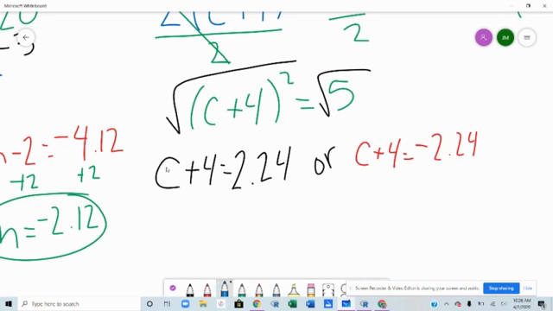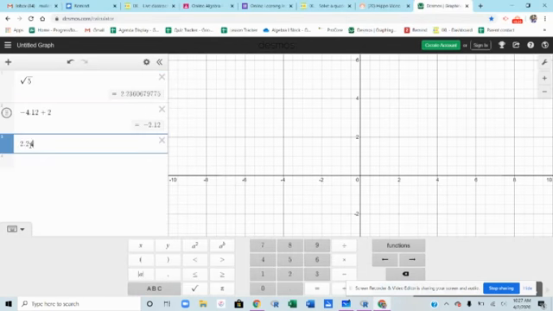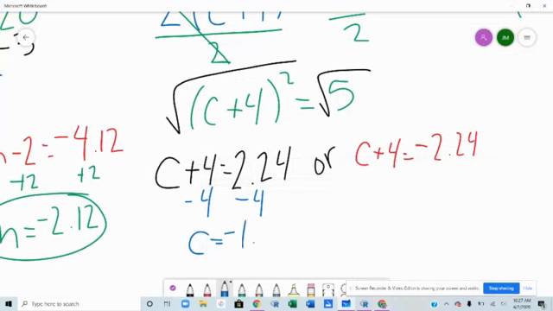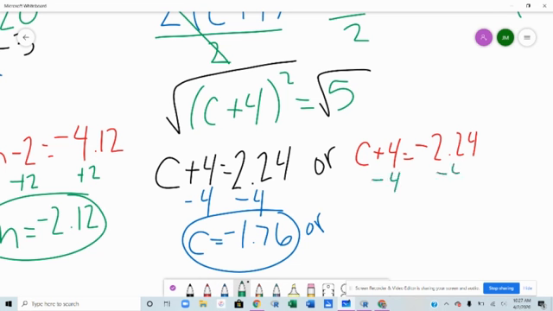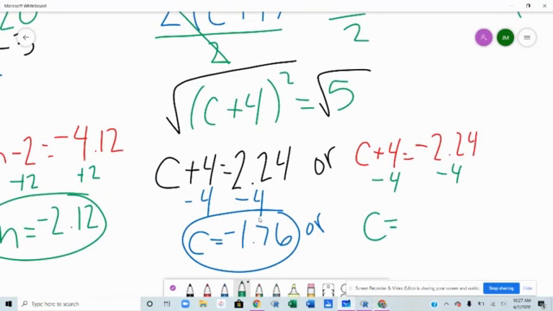So now let's work on the equation on the left side. I have c plus 4 equals 2.24. So since I have plus 4, I need to subtract 4 from both sides. I'm going to take 2.24 minus 4. Get negative 1.76. Or I'm going to subtract 4 here also. So I'm going to take negative 2.24 minus 4, get negative 6.24.